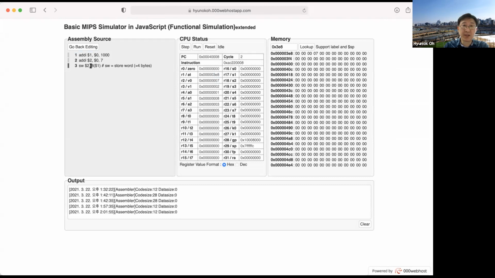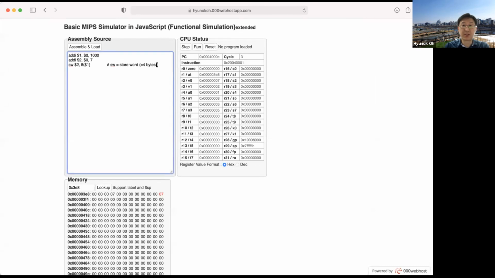Step, step. Okay, so in this case, $1's value is 3E8. So this is 3E8, 3E9, 3EA, 3EB, and here another 4 bytes, and this is another 4 bytes. So if we run that instruction, then this last 4 bytes will be changed. So when we generate the address, it is a constant plus $1's value. Address is $1 plus 8 in this case. So this 8 is called the offset, the address offset.